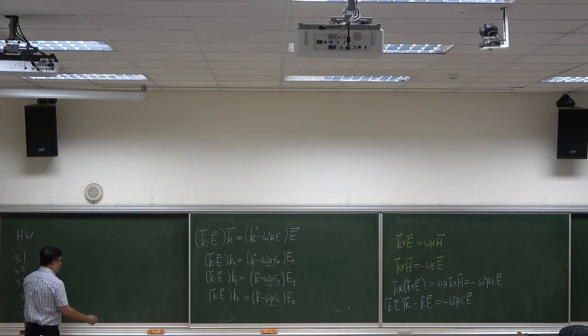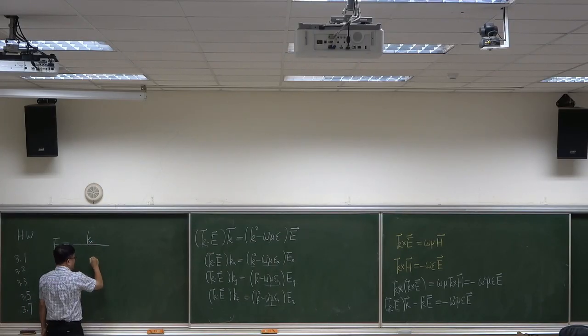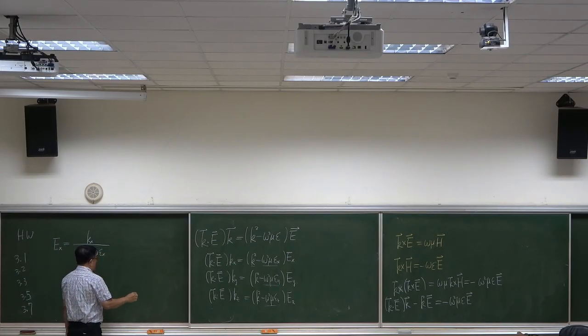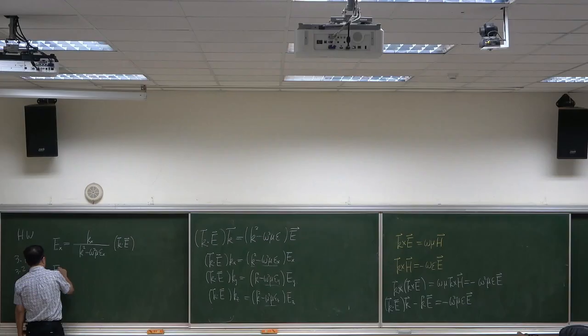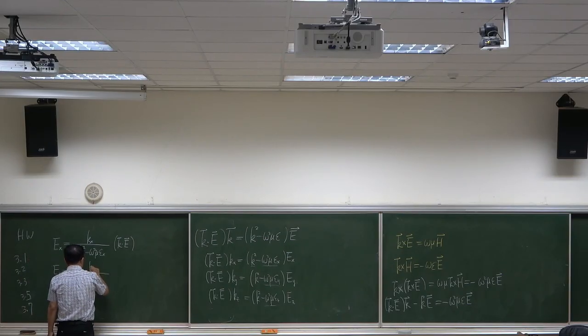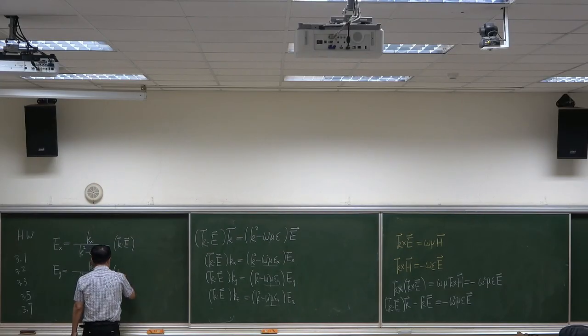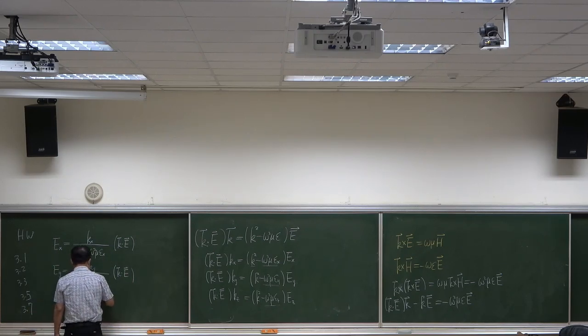So we can get that Ex is Kx over K squared minus omega squared mu epsilon x times K dot E. And Ey is Ky over K squared minus omega squared mu epsilon y times K dot E. And Ez is Kz over K squared minus omega squared mu epsilon z times K dot E.